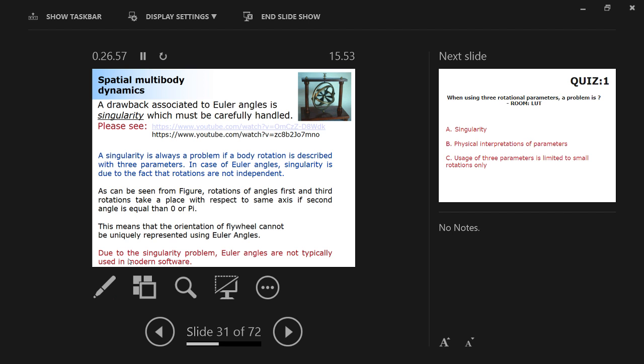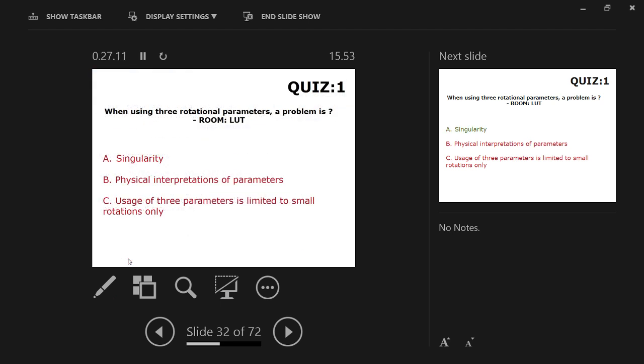Now, singularity, singularity, singularity. That's the problem whenever you're using 3 parameters. Now I'm not going to explain this in detail because I promised that we're going to close on time today. My last slide for today is this one here. So when using 3 rotational parameters, the problem is singularity, and for physical interpretation of parameters, usage of 3 parameters is limited to small rotations only. So that's my first in-class quiz.